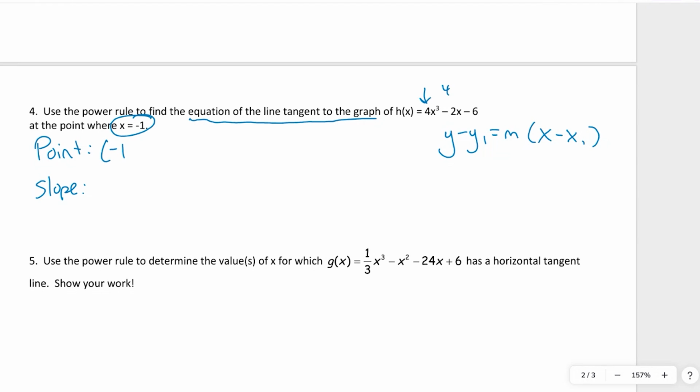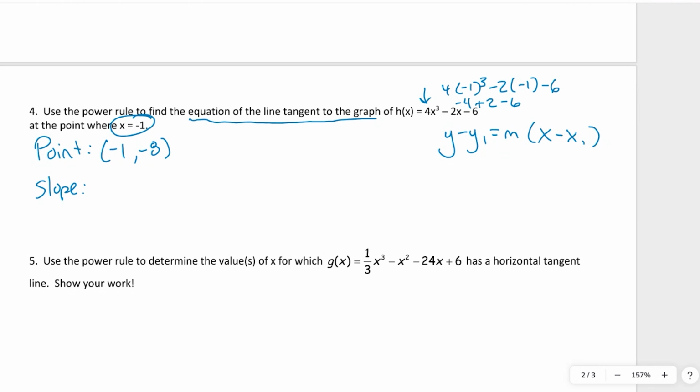So let's see, 4 times negative 1 cubed minus 2 times negative 1 minus 6. That's going to be negative 4 plus 2 minus 6. Negative 10 plus 2 is going to be negative 8, unless I made a mistake there.